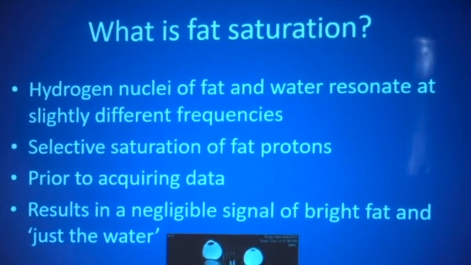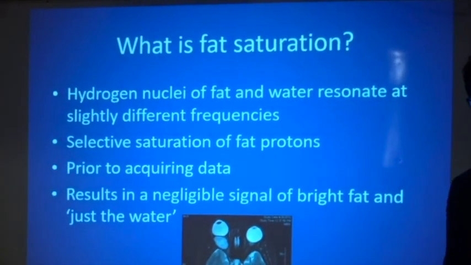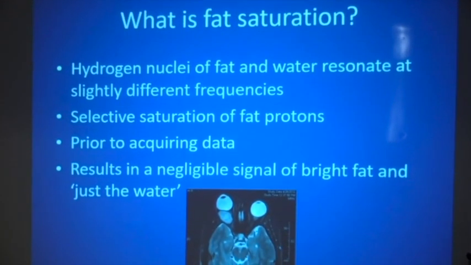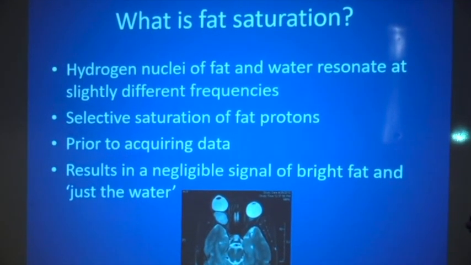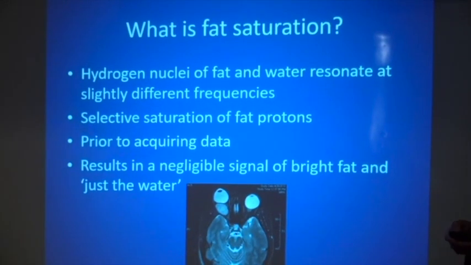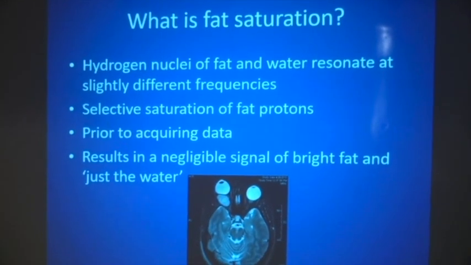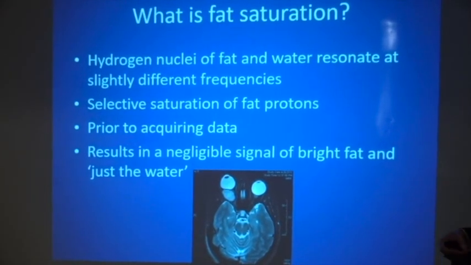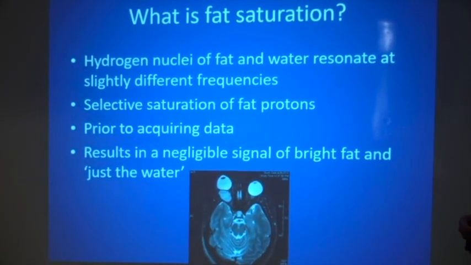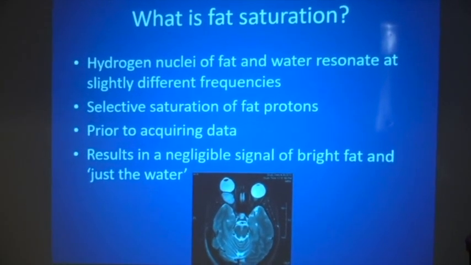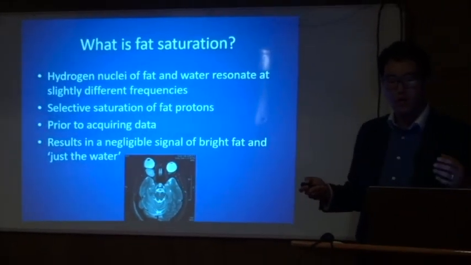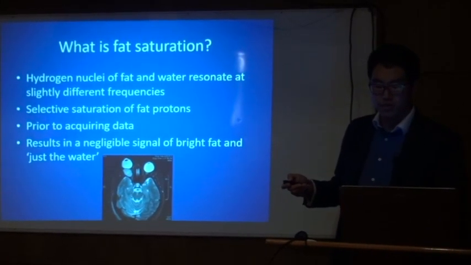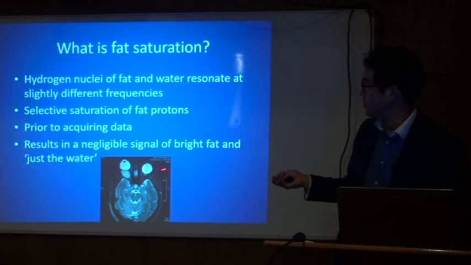So what is fat saturation? We always order fat sat, but we never know what it is. When do you do fat saturation? The hydrogen nuclei of fat and water resonate at very different frequencies, but they're very close to each other. So fat and water are often very much confused in a T1 scan. So you're doing selective saturation of just those fat protons at that frequency. You do this prior to acquiring your data. You make it quiet, and it results in a negligible signal of bright fat, and you get just the water here. And you can see here that that's what you're doing in, say, the T2.